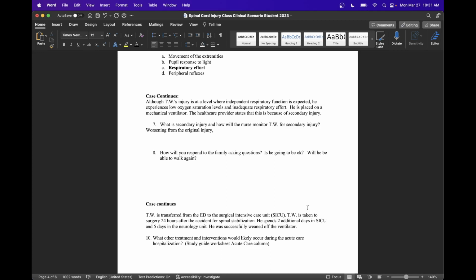Respirations are shallow. My O2 sats are going down. Will they probably have atelectasis? Yeah, because I'm not breathing. But I don't want to think atelectasis is secondary injury. Thinking of where it is. Does that make sense?